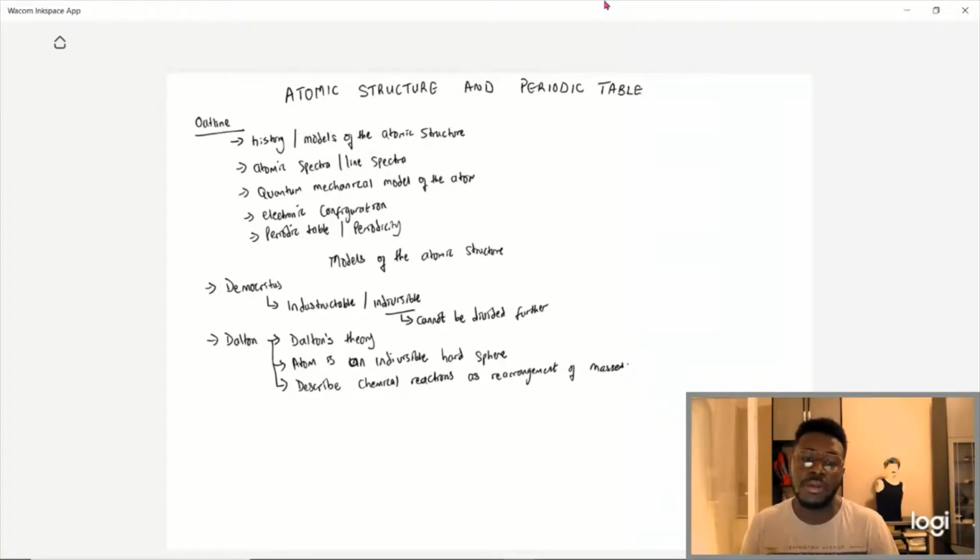So according to Dalton, chemical reactions were not overlap of orbitals like we know it, they were just rearrangement of atoms. Okay, so the next theory that was given about the model of the atom was given by J.J. Thomson. J.J. Thomson, he made an experiment, the cathode ray experiment.